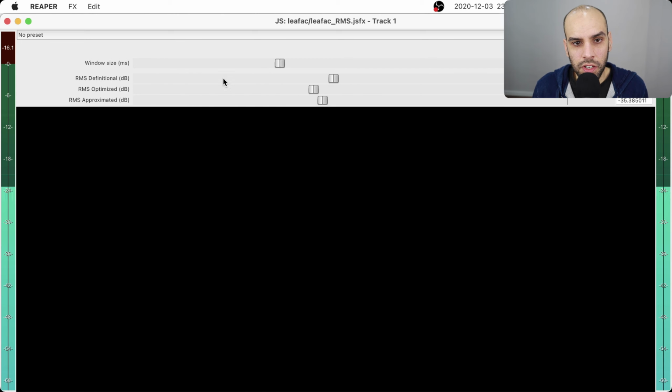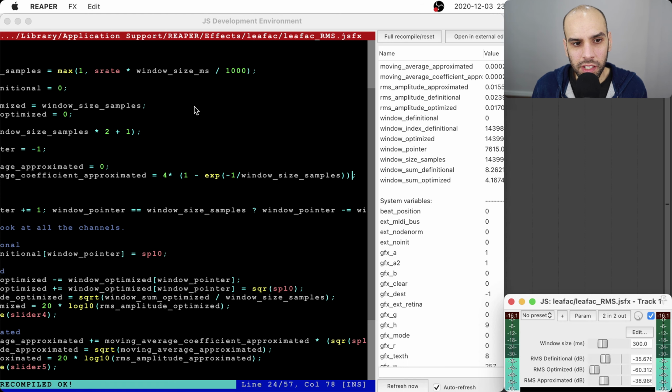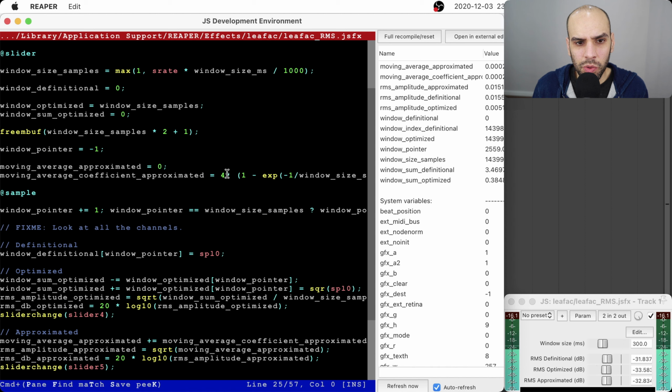Anyway, the definitional one is moving more or less in line with ours, with the approximated. Yeah, when I stop speaking, it moves to the left more or less in line with this. I don't know why people multiply by 4 here, but one thing I know is I kind of dislike this approximation. I don't think it's a very good one.